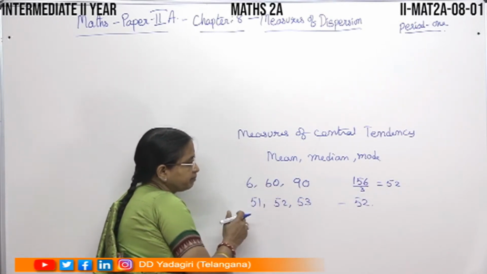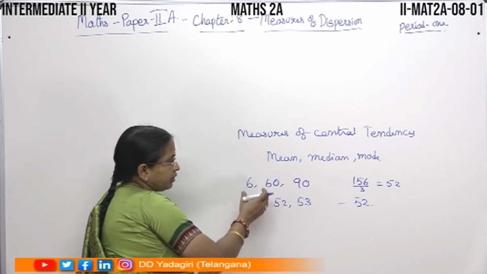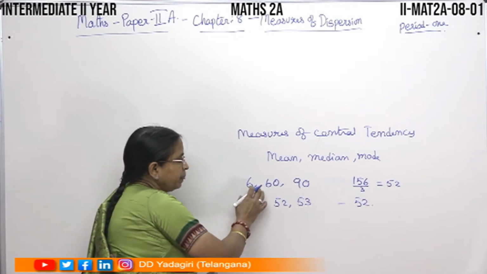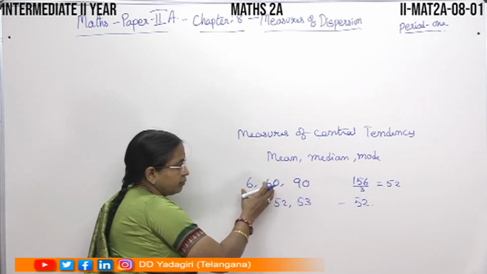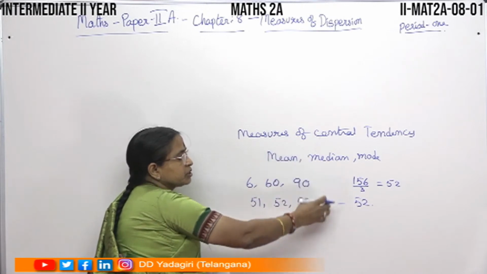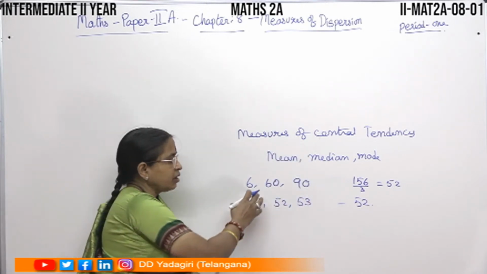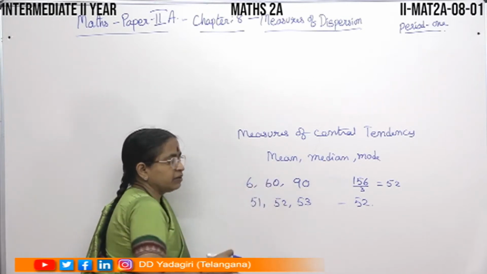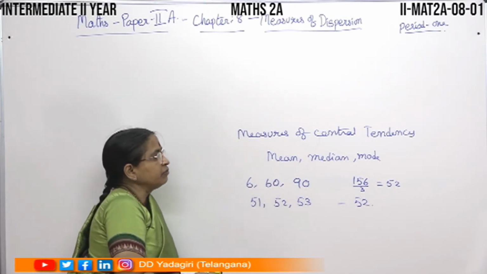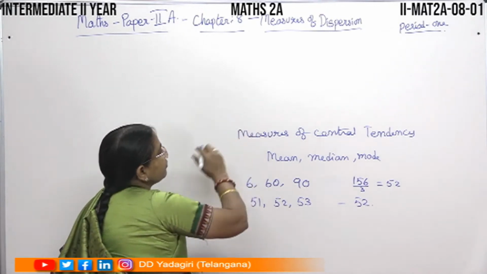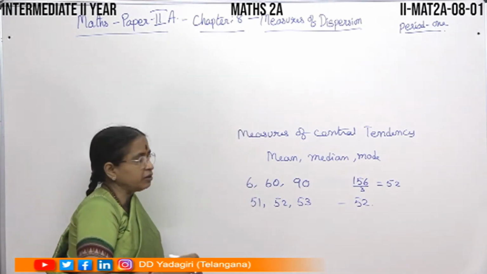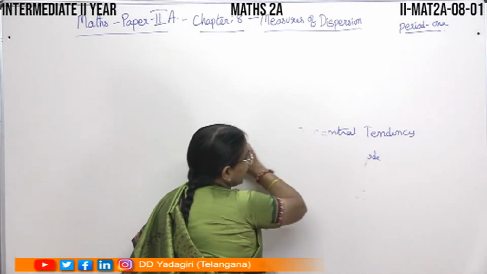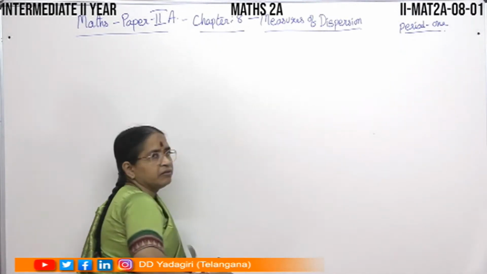So that means we cannot say from these measures of central tendency how the data is scattered, how the data is spread around the center value. So for that reason, we need these measures of dispersion. What are these measures of dispersion? They give you how the data is scattered around the central value.